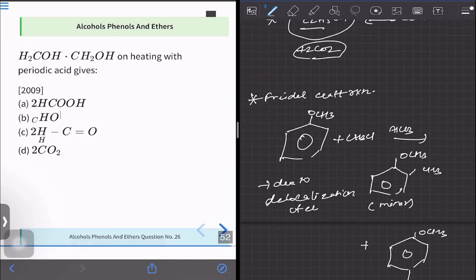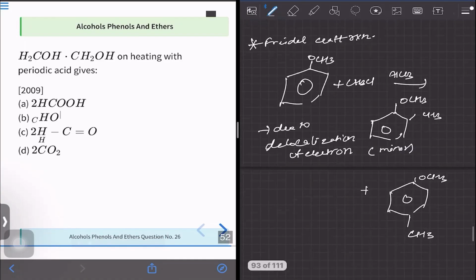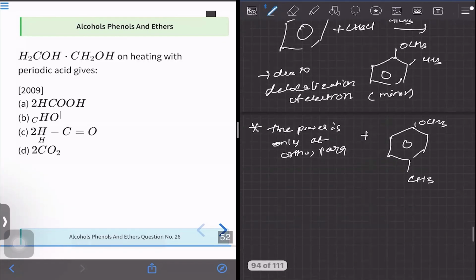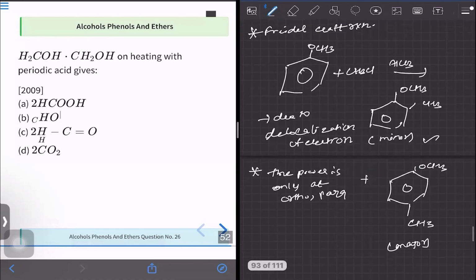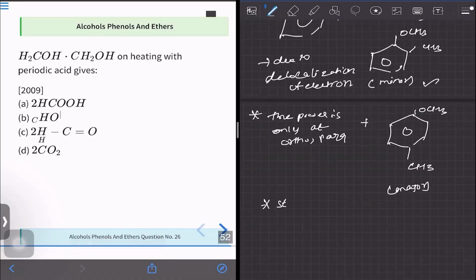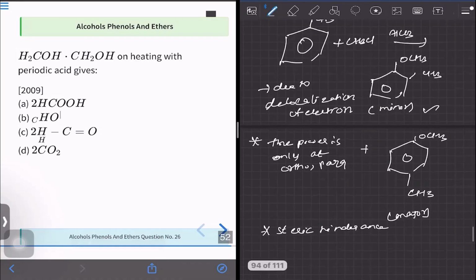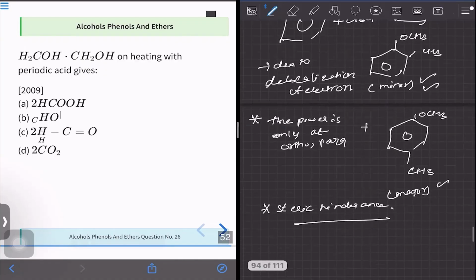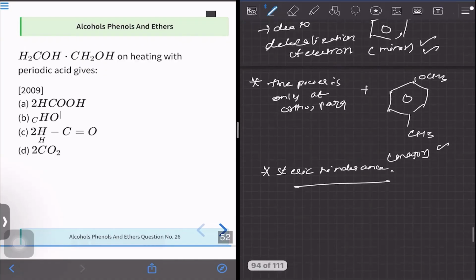of electrons. The power is only at ortho and para. So this is minor, and this is major. Why is it minor? Because of steric hindrance. See, because of steric hindrance, this is minor, and this is para-methyl anisole.